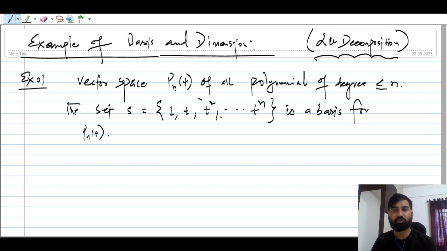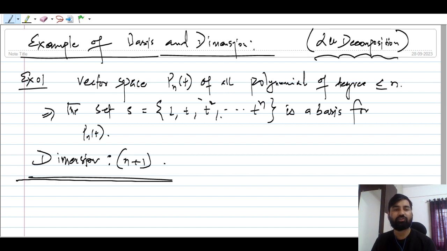So if any quadratic equation is given, you can talk about the basis. You can just take the powers of the variable and put them in the set, so they can become a basis for the polynomial space. So what is the dimension for this? Because this is going to satisfy linear independence and spanning, the dimension is going to be nothing but n plus 1, right? n plus 1 is going to be the dimension. So that you have to remember.